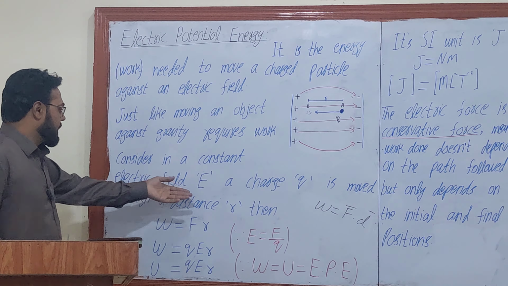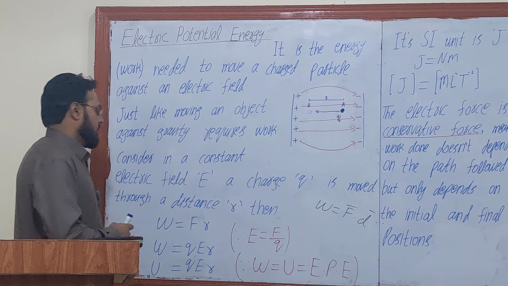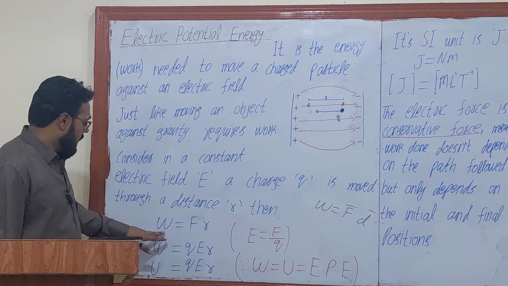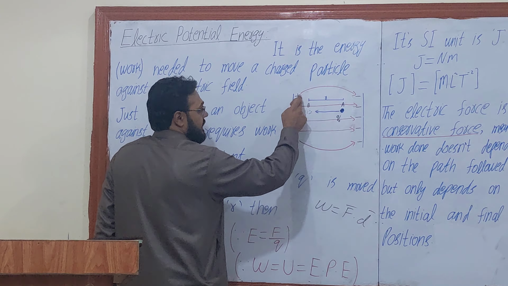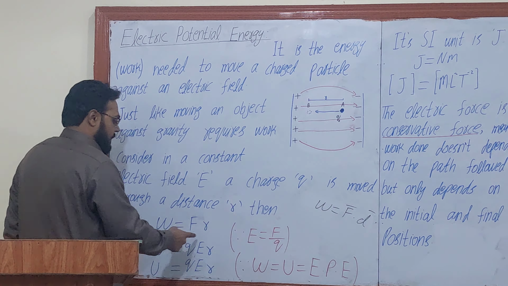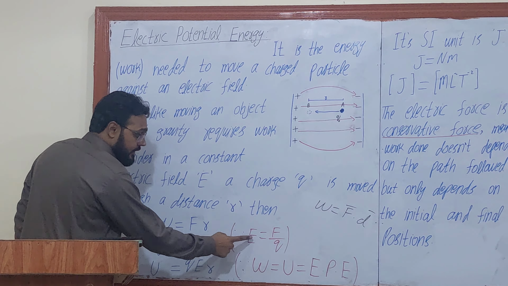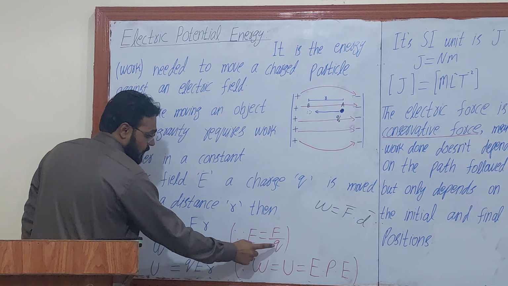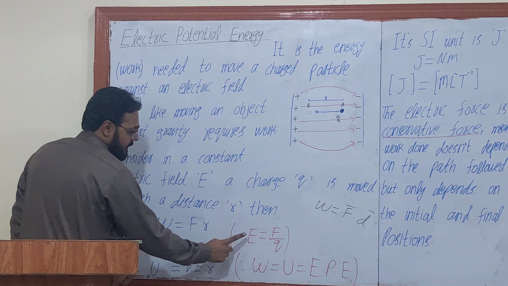Consider a constant electric field E and a charge Q moved through a distance R. Then work will be force times displacement. Displacement is represented by R and force F is applied. Now we know that electric field strength E is equal to force per unit charge, so F is equal to QE. By putting the value of F, work done is equal to QER.